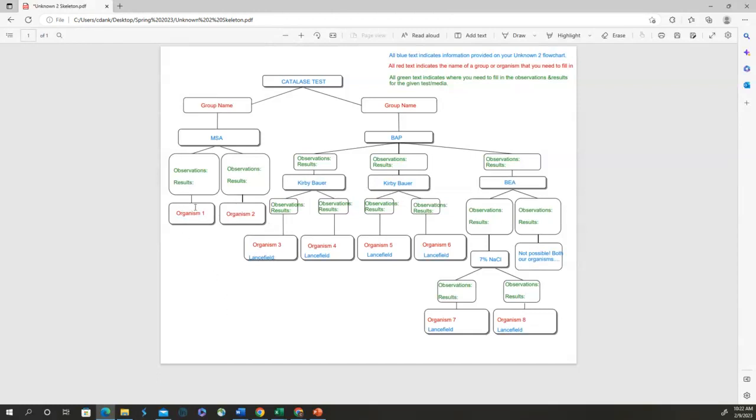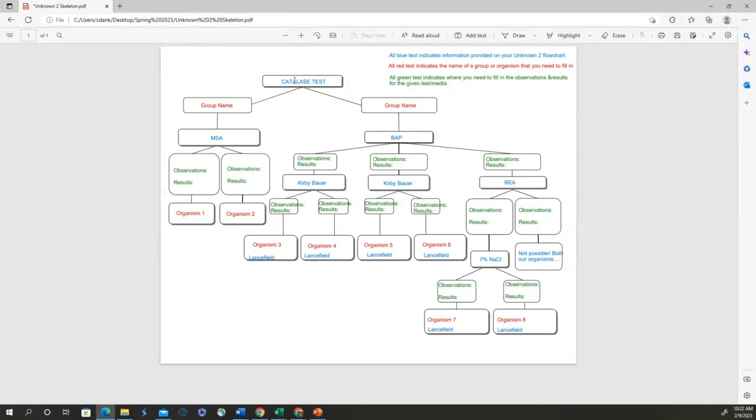So organisms or names of any kind, whether it's the group name or the organism name, is going to be in these red bubbles. Again, make sure you put in the Lancefield groups for these right-hand 6. These other boxes that have the green text is where you need to tell me the observations and results associated with that given test, okay?